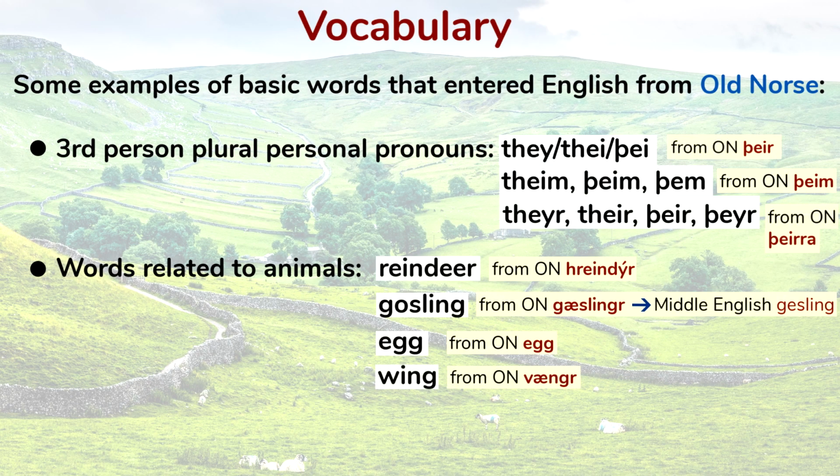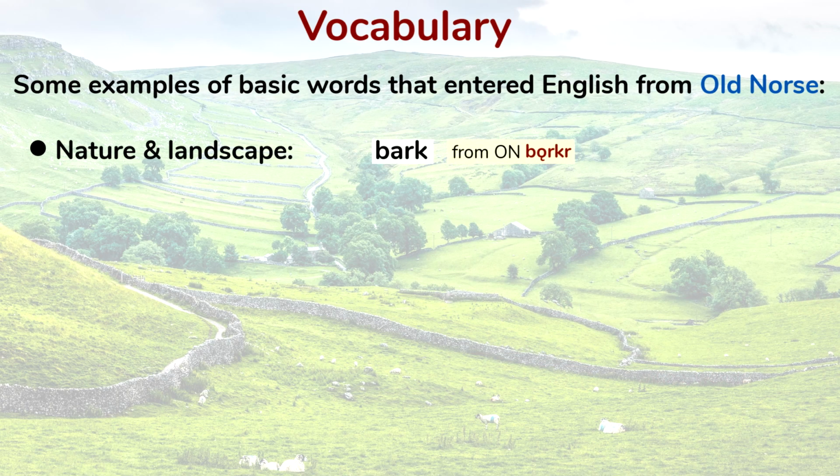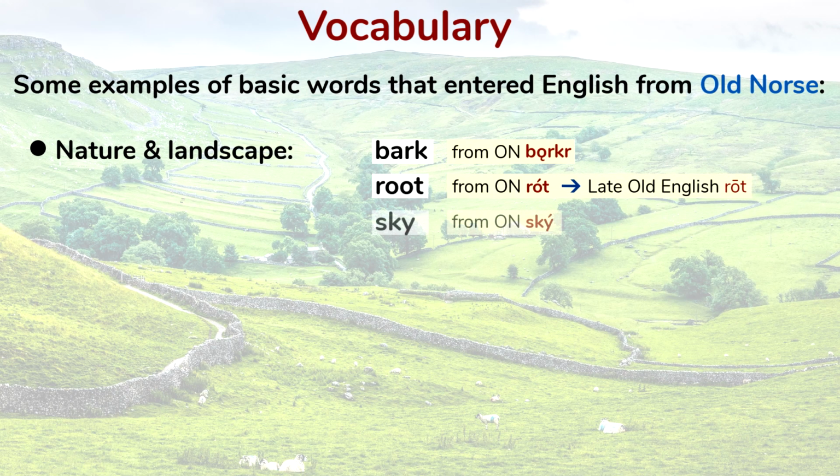Wing, from Old Norse vengr, which became Middle English winge or wenge. Nature and landscape. Bark, from Old Norse barkr. Root, from Old Norse rot. This was borrowed into late Old English as rot. Sky, from Old Norse sky. And the original meaning was cloud.